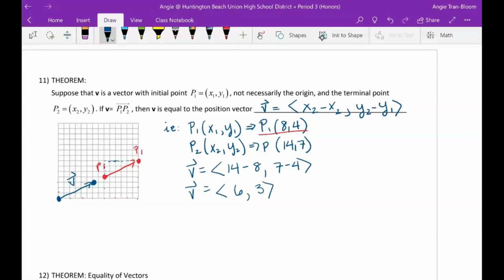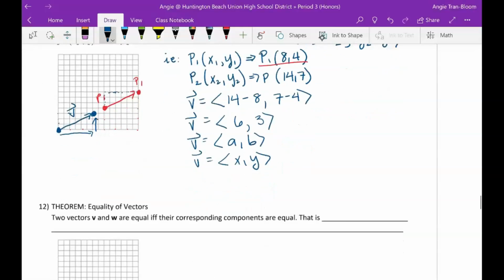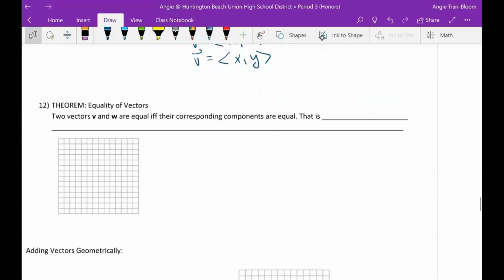So what's happening? Keep in mind that we don't need a lot, because it's already starting at 0, 0. So what it's telling us is that the x direction is 6 and the y direction is 3. Okay, so vector v has components a comma b, or oftentimes it's going to be x comma y components. Okay, all right, here we go. That's how we find the position vector.